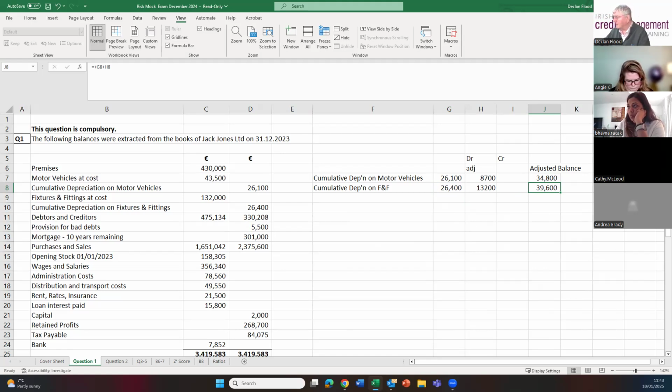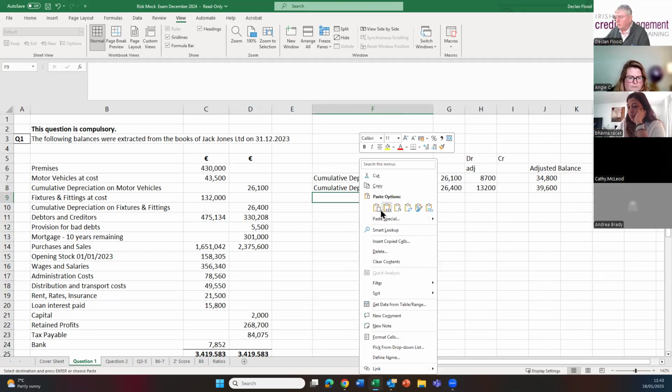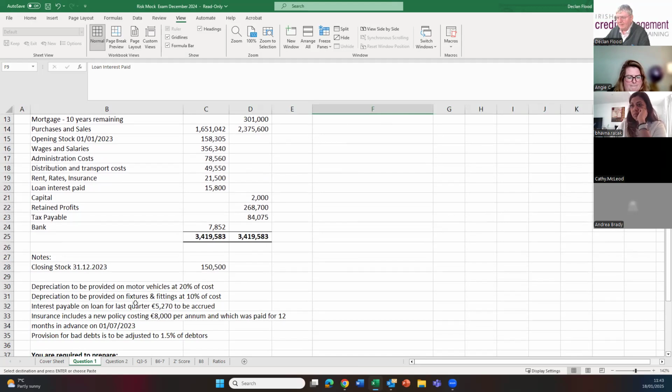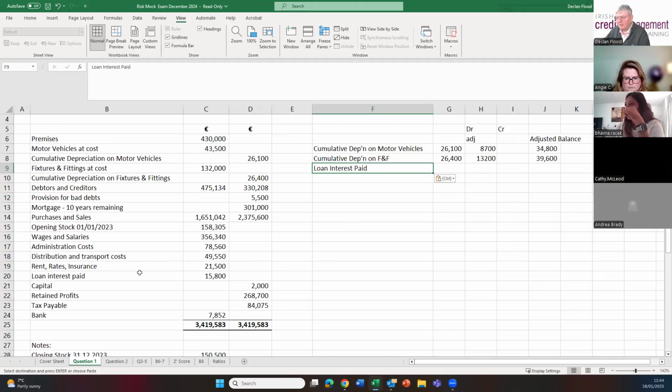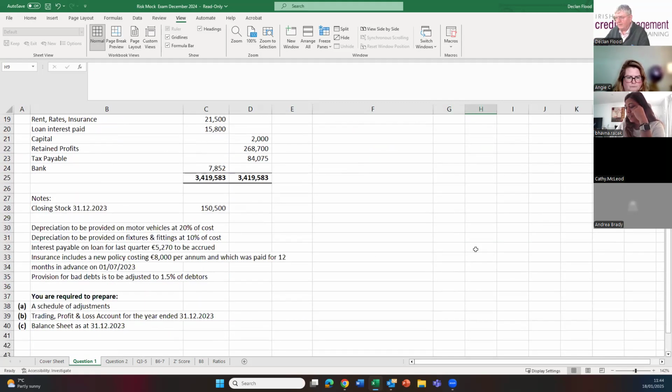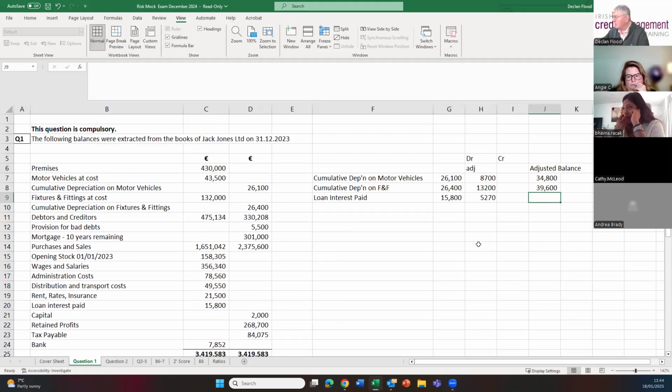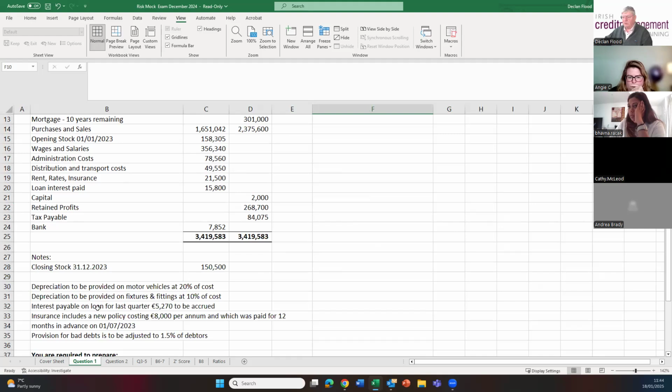So the next thing we have to look at is the loan interest paid. So we just go down through them one by one and see what effect this is going to have. The interest payable on loan for last quarter, 5,270 to be accrued. Okay, that's fair enough. So where's my loan interest paid? There's my loan interest paid there. So the figure is there in front of me. That's the loan interest I paid. How much has to be accrued? It's 5,270. So now my loan interest is that plus that. That's how much I paid. I have another 5,270 that I know I'm going to have to pay. And so my adjusted balance now is 21,000. So that's 3 of the 4 adjustments taken care of.